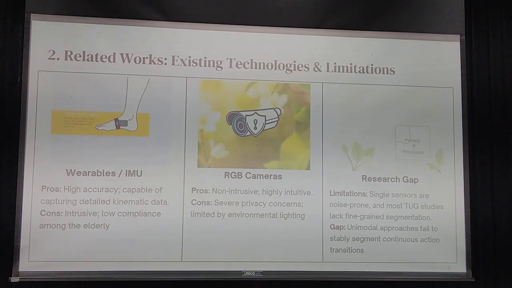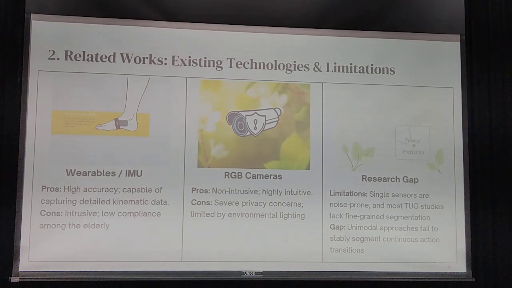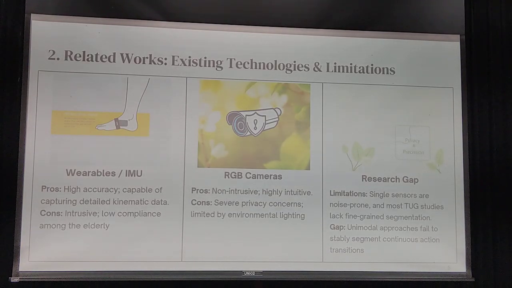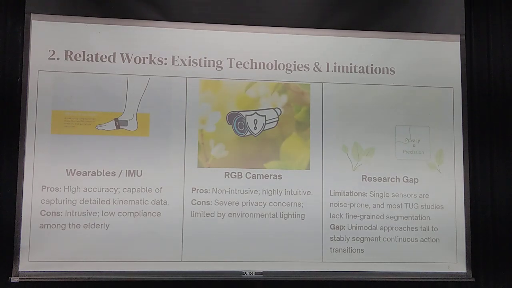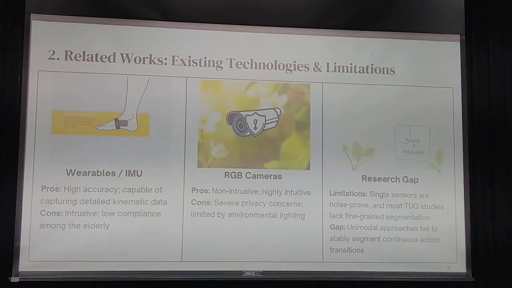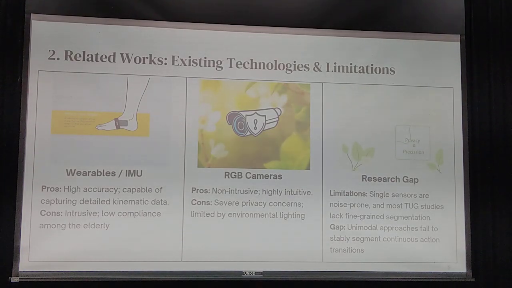To further explain why our system is necessary, let's review the existing technology and its limitations. Currently, wearable devices are highly accurate, but they are inconvenient to wear at home, leading to low compliance among the elderly. On the other hand, non-contact RGB cameras can be used, but they raise several privacy concerns. Most people don't want cameras in their homes. This limitation leads us directly to our research gap.